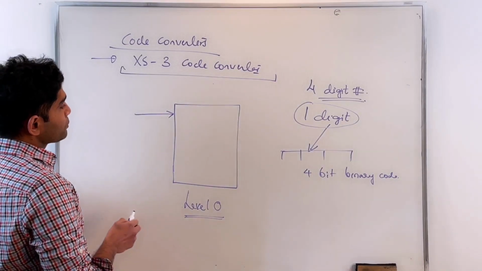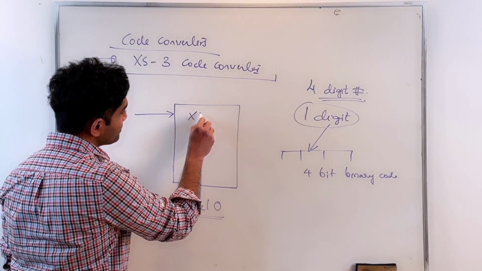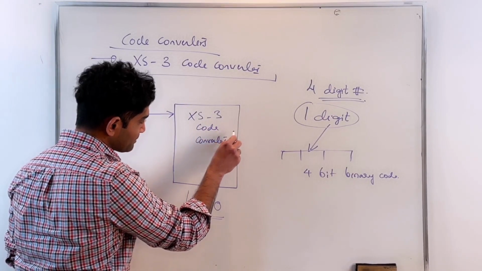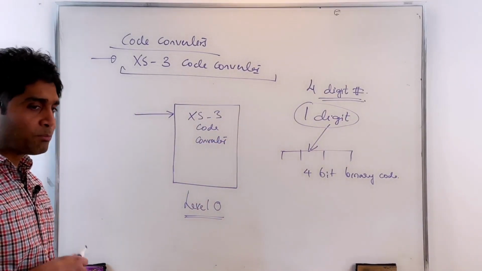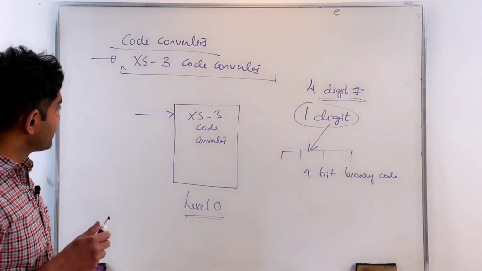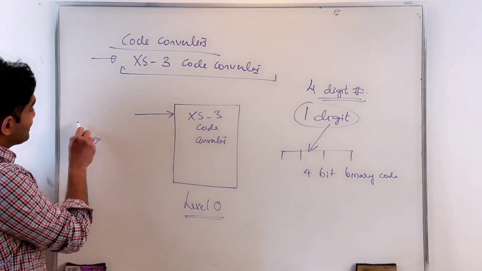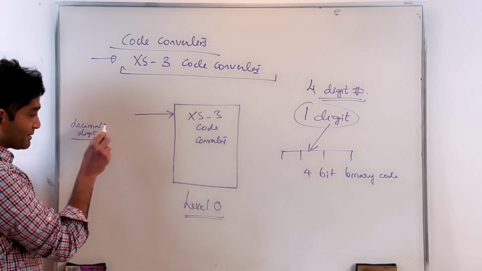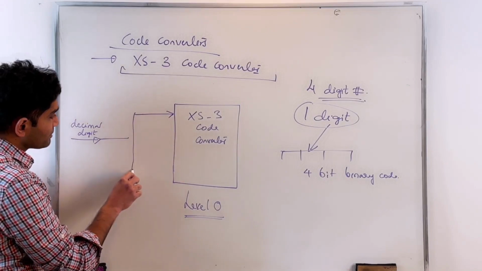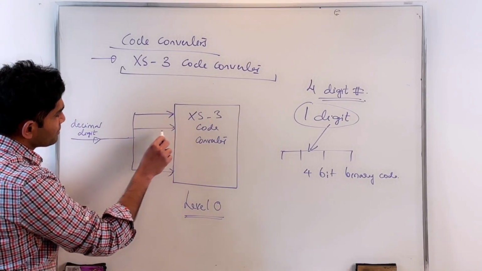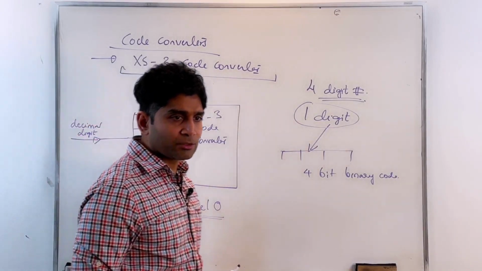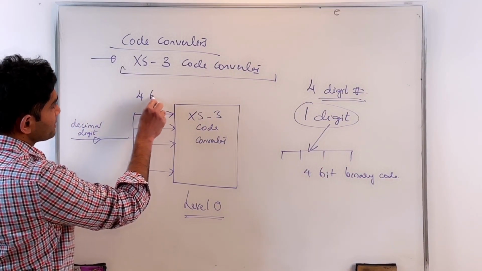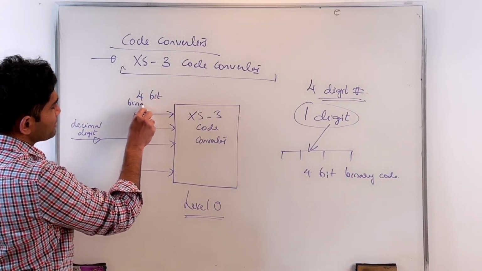All right. So what are the inputs to this? So that's my XS3 code converter I'm trying to design. What are the inputs to this? The input that is being applied is a decimal digit. Of course, I'm not applying it as a decimal digit. My decimal digit is encoded as a 4-bit binary code, right? So a single decimal digit is encoded as a 4-bit binary code. So that's my 4-bit binary code.